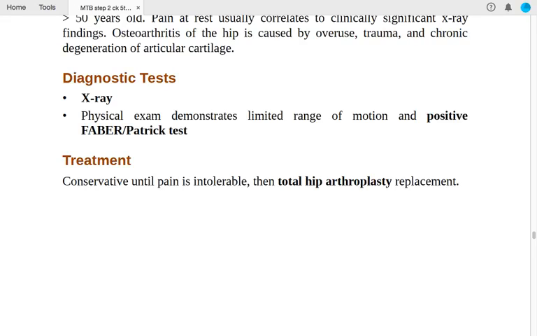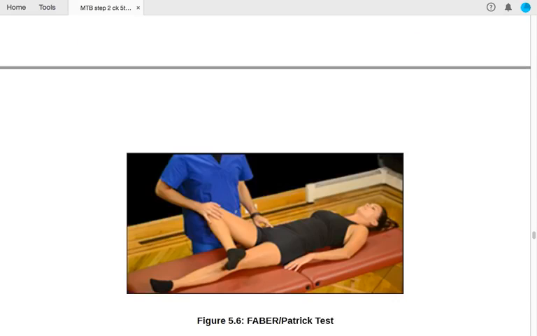Now for the treatment option, we have to go for conservative management until the pain is intolerable, then total hip arthroplasty replacement. First we need to manage conservatively, until the pain is intolerable. When the pain is intolerable, then definitely you have to go for total hip arthroplasty replacement.